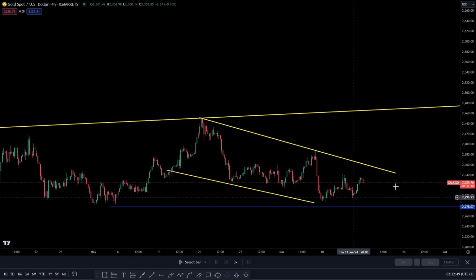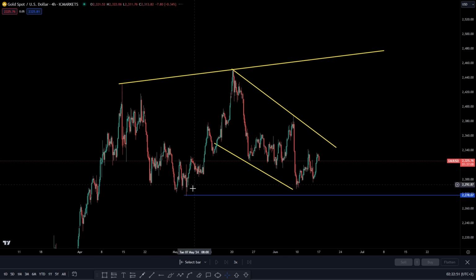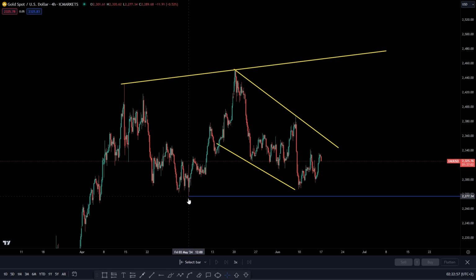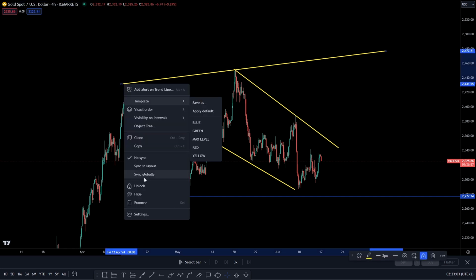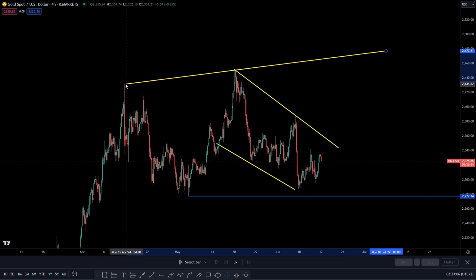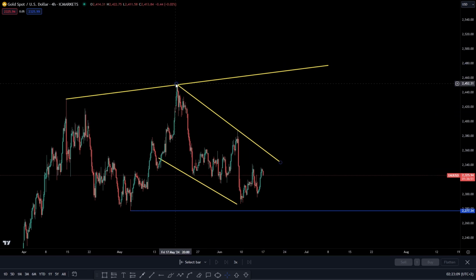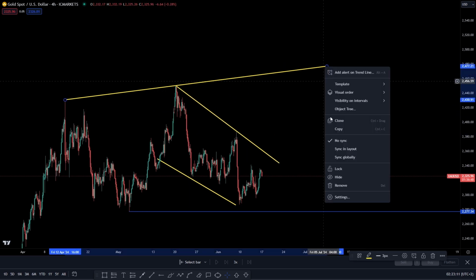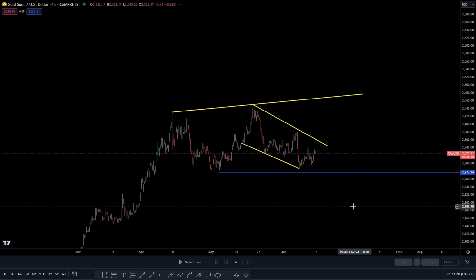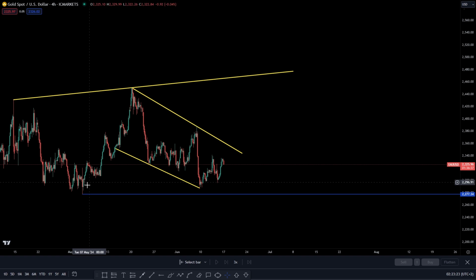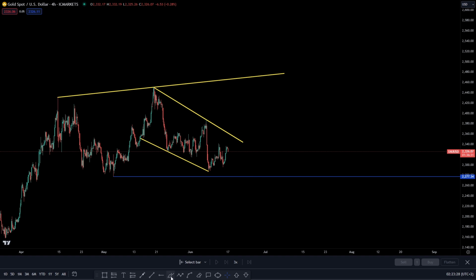4 hour. Okay, looking at the 4 hour. I'm just tidying up everything. Okay, here we are. Make sure everything is nice and tidy. Okay, what do we have? We have this impulse correction. We're looking for the next impulsive wave up.